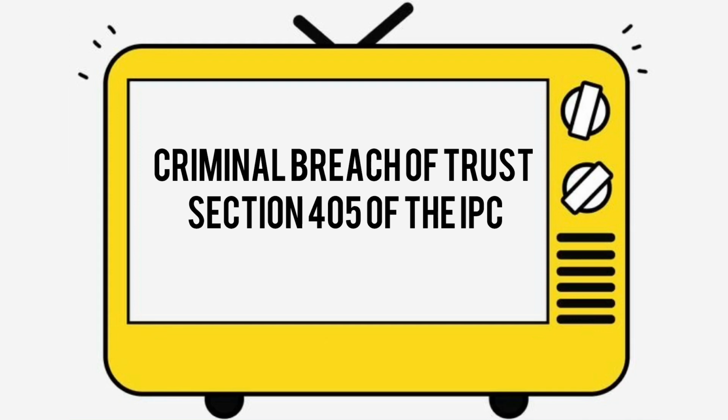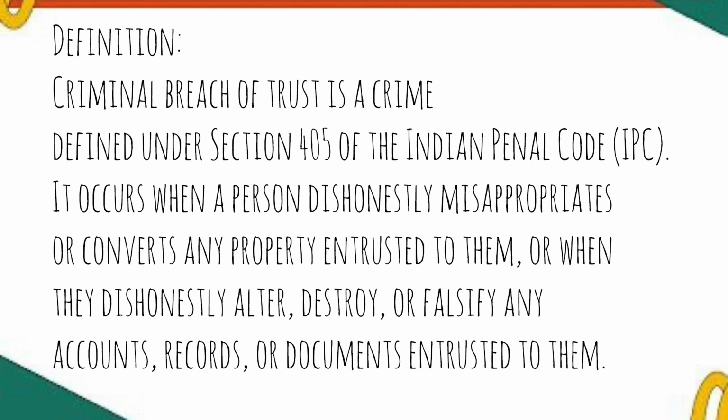Let us first see Section 405 of the IPC. Criminal breach of trust is a crime defined under Section 405 of the Indian Penal Code. It occurs when a person dishonestly misappropriates or converts any property entrusted to them, or when they dishonestly alter, destroy, or falsify any accounts, records, or documents entrusted to them. This means, in simpler terms, criminal breach of trust happens when someone betrays the trust placed in them by misusing or mishandling something that was entrusted to their care.